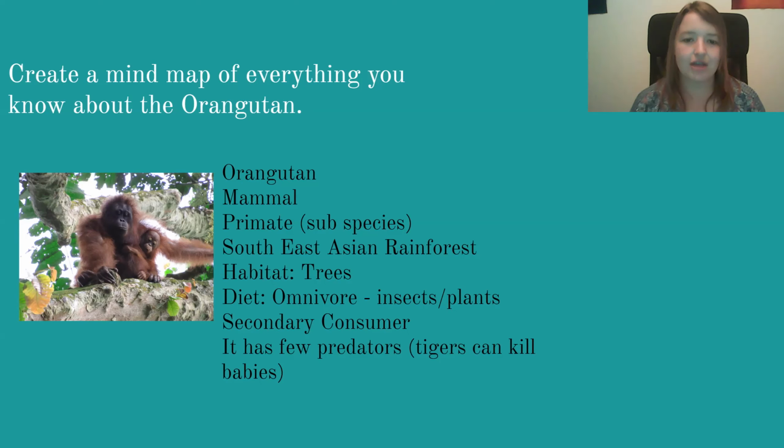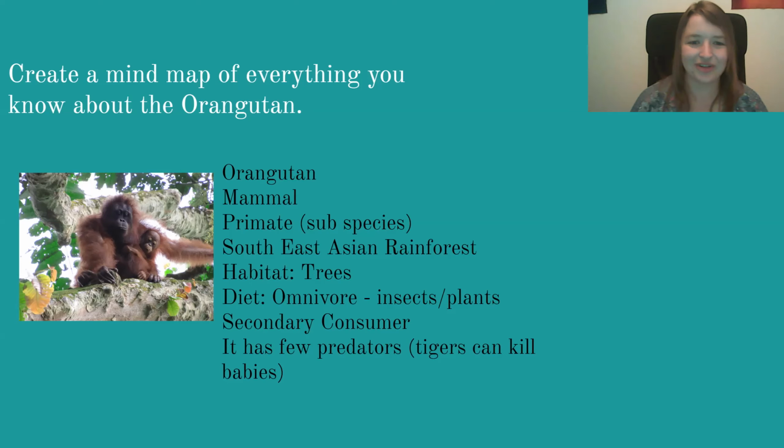And it has very few predators. When they are young, when they're babies, there are tigers and leopards that can kill them, but generally there are very few things which will kill them whilst they are living in the trees, mainly because of where their habitat is. It's not easy for those predators, such as tigers, to get up to them, and so they are very protected up in the tops of those trees. Now, you might want to pause again to see if there's anything else that you want to add to your mind map.